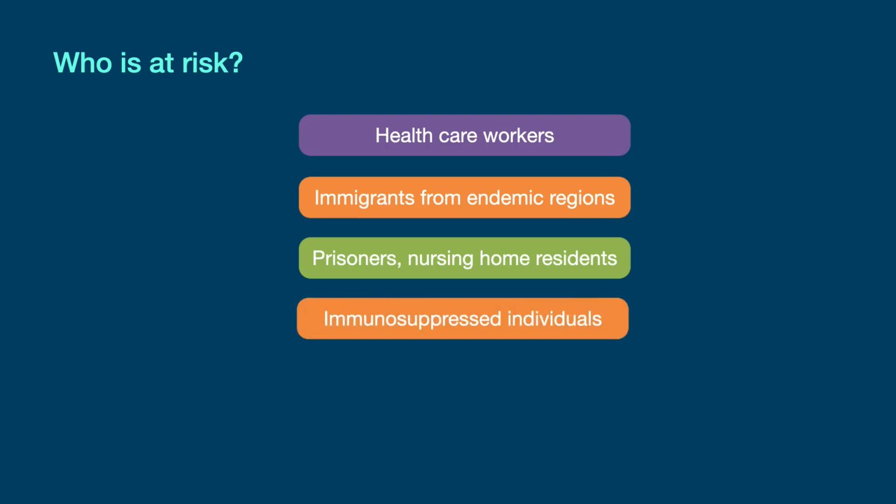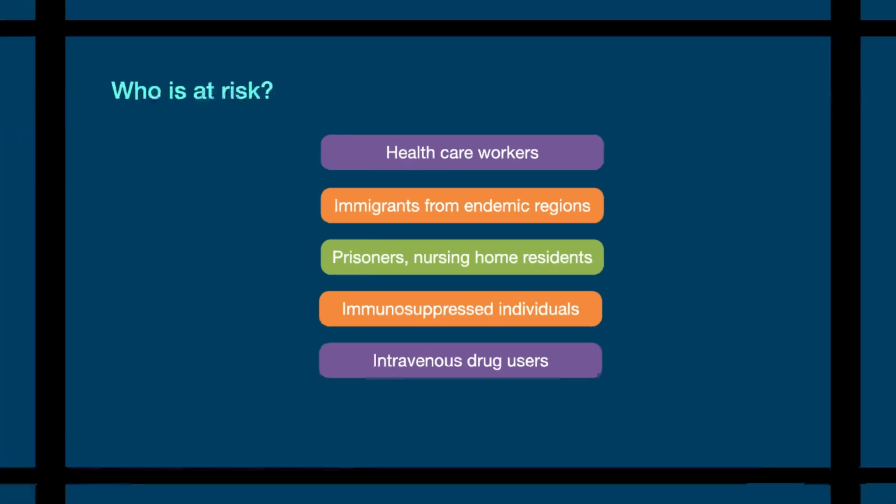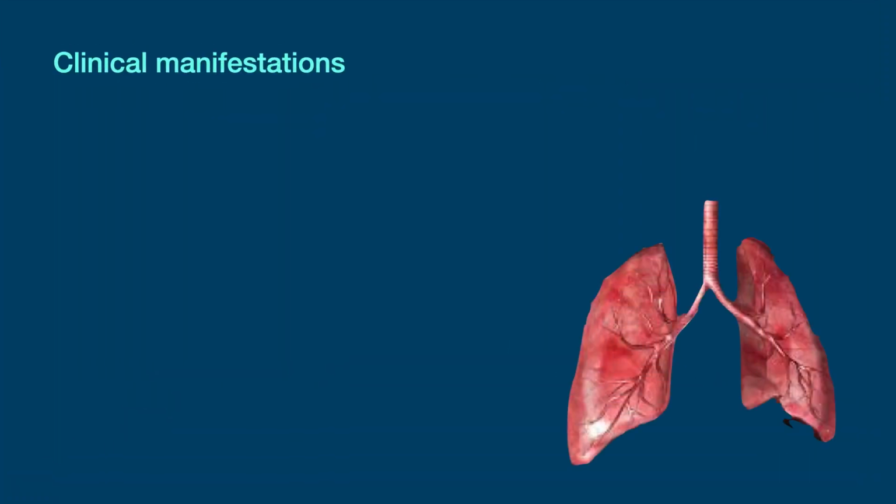Immunosuppression also plays a role in this disease. Those who are on long-term steroids, have diabetes mellitus, are infected with HIV, and use illicit intravenous drugs are at risk as well. So the classic symptoms of pulmonary tuberculosis are, like other lung infections, cough.